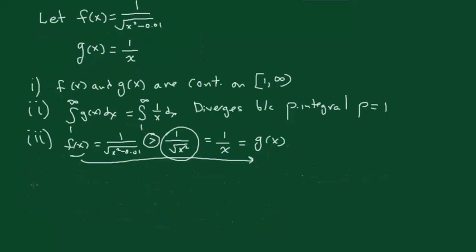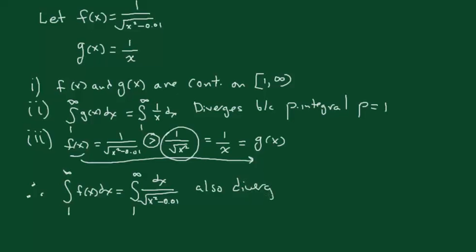And we conclude, so therefore, the integral from 1 to infinity of f of x dx, which equals the integral from 1 to infinity of dx over the square root of x squared minus 0.01, also diverges by the direct comparison test.